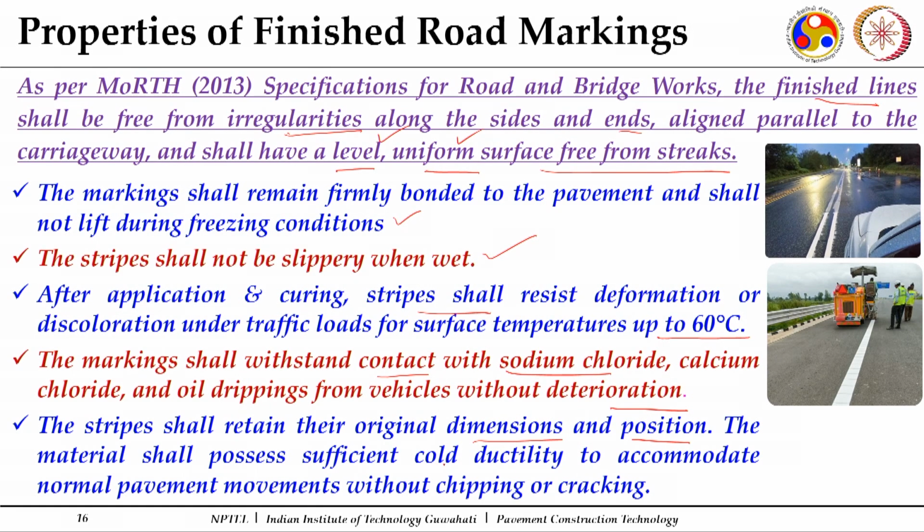The material shall possess sufficient cold ductility, specifically challenged when temperatures are low, to accommodate normal pavement movements, because there may be pavement movements, specifically some shrinkage. In that case, it should be without chipping or cracking. So these are some specific requirements from the markings after the construction.